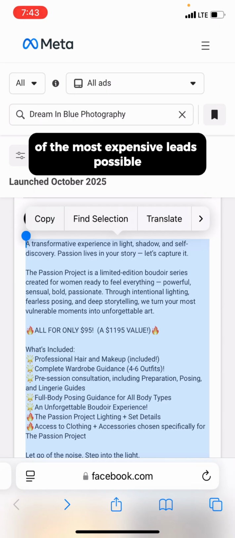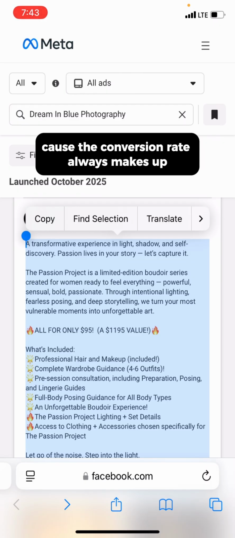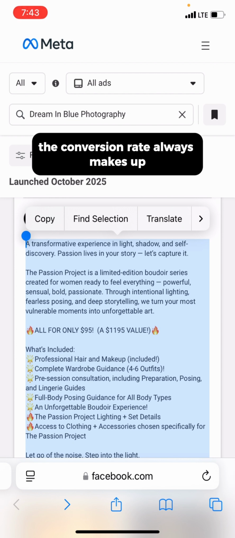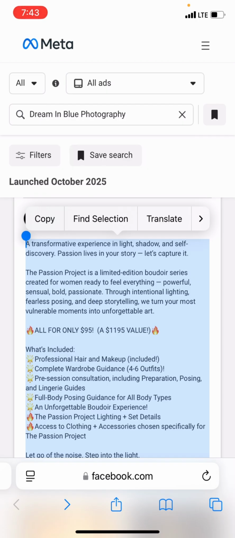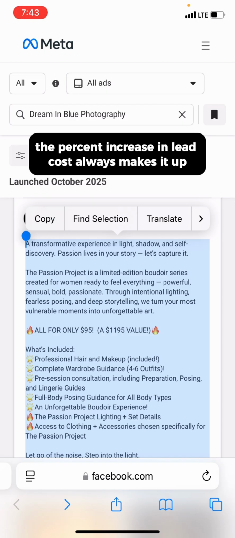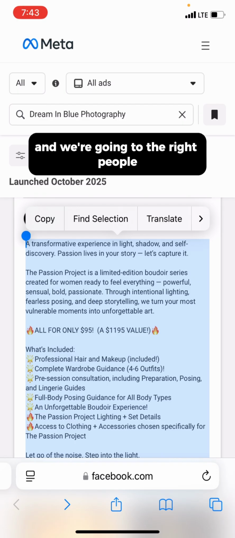So we want to get in front of the most expensive leads possible because the conversion rate always makes up. It's always higher than the percent increase in lead cost. Always makes it up because we've gotten more specific, and we're going to the right people.